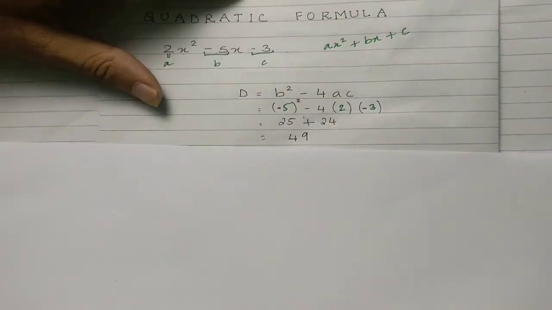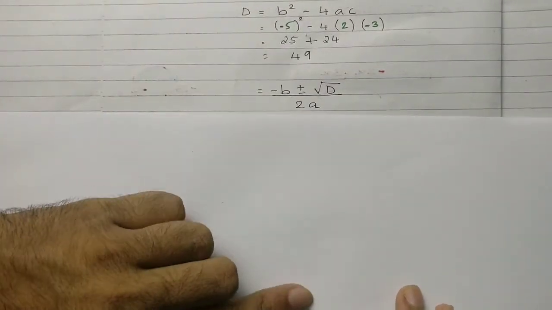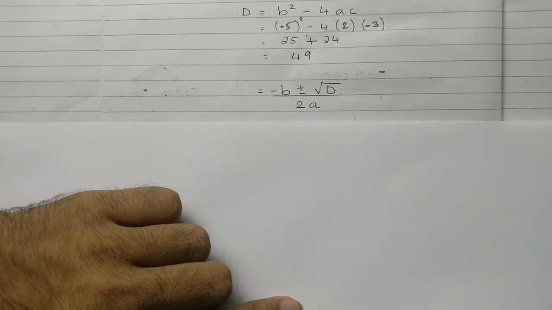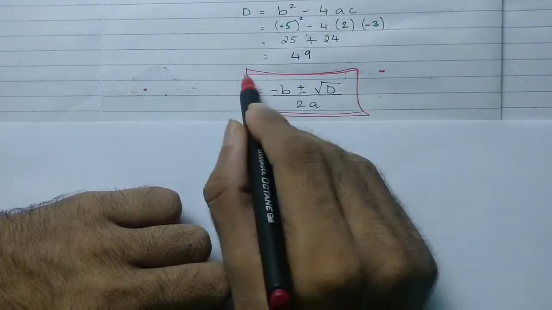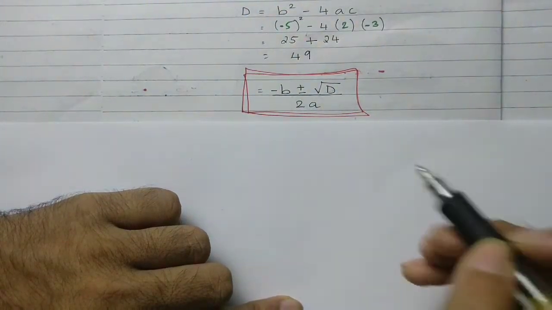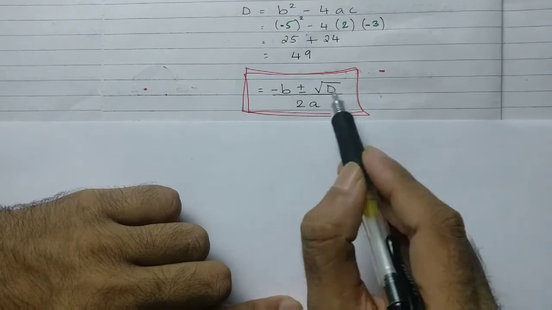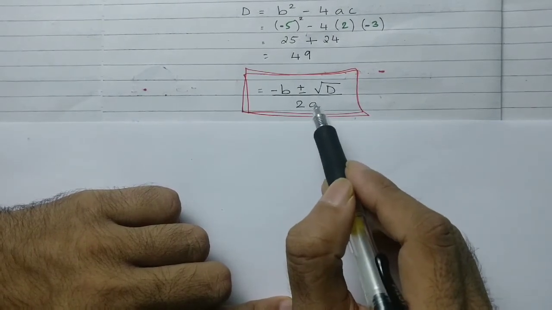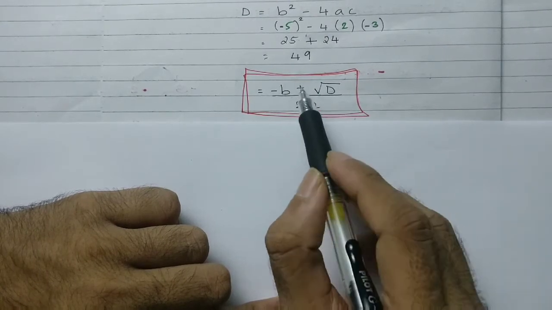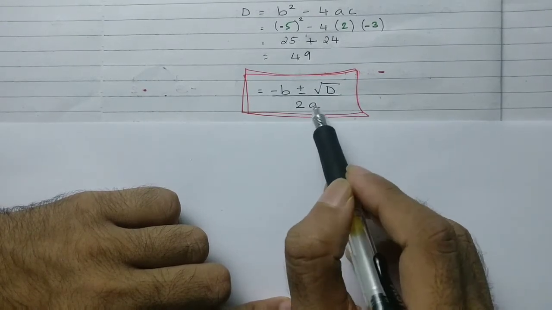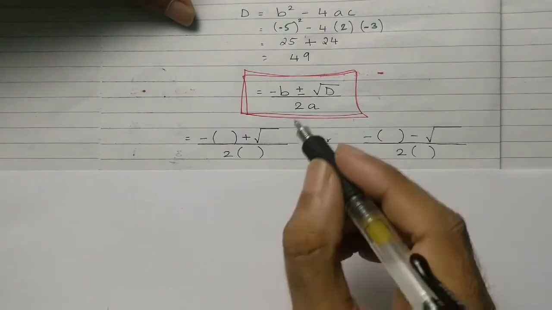So let's go ahead. Next thing I want you to remember is this formula. These are important formulas. I'll just put them in a box over here. You should remember them. That is minus b plus or minus root d upon 2a. So two formulas to remember while solving with the quadratic formula. Now let us substitute the values over here.